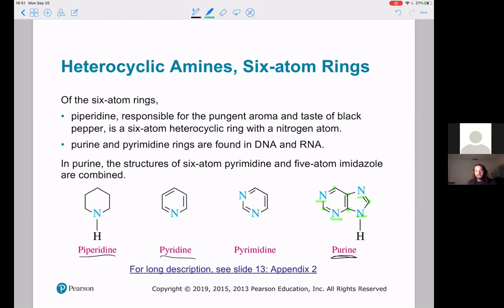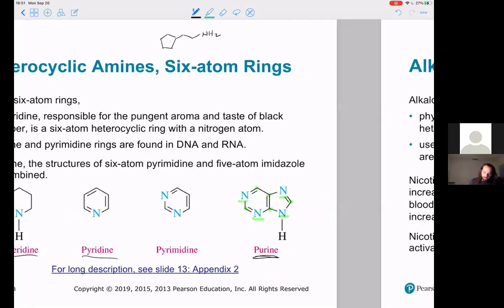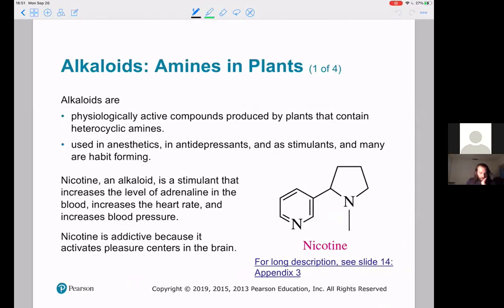So you can see that they get to be pretty crazy. But importantly, the nitrogen is involved in the ring. It's not just sticking off, right? So an example of something that would not be a heterocyclic amine would be if I had this pentane ring and then over here was the amine group. No, the nitrogen has to be a member of the ring. Okay.